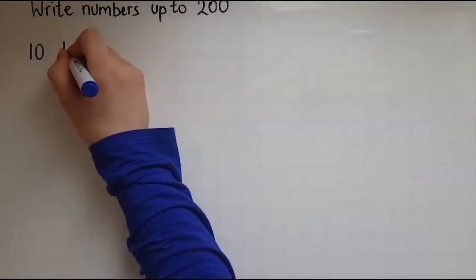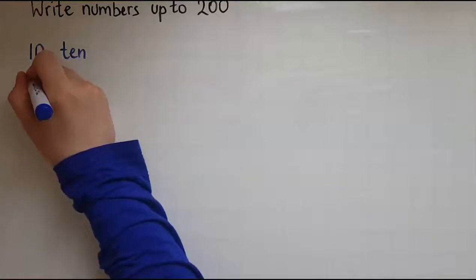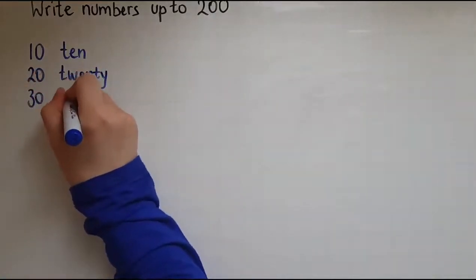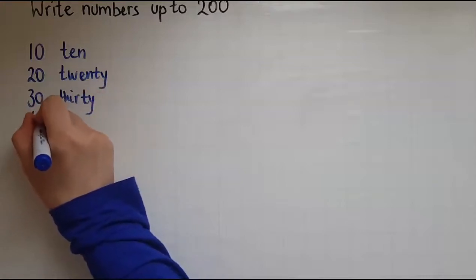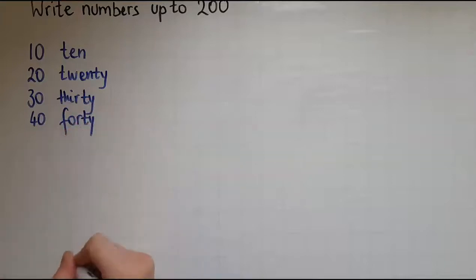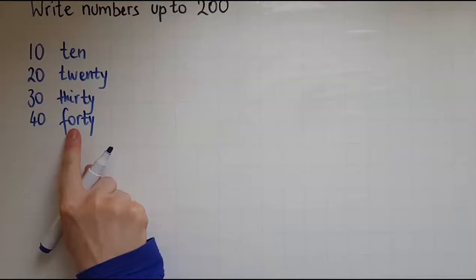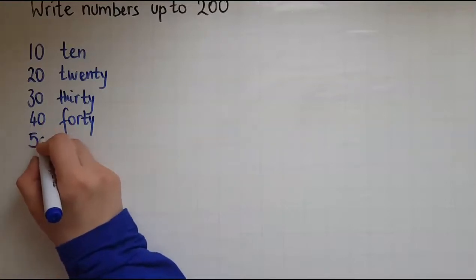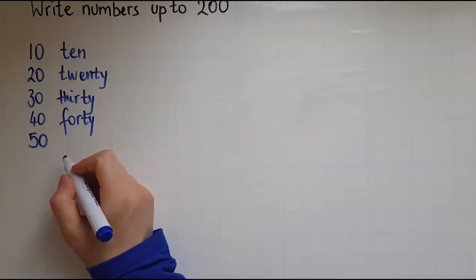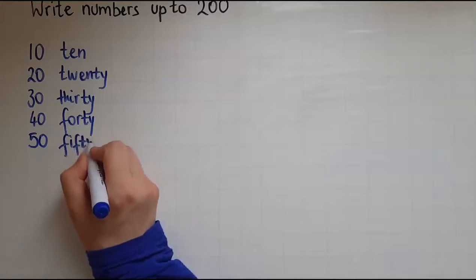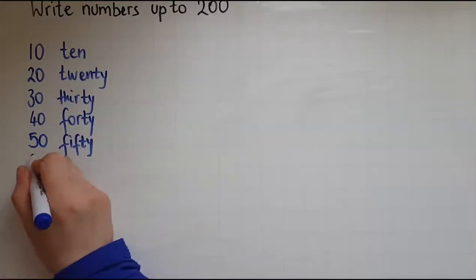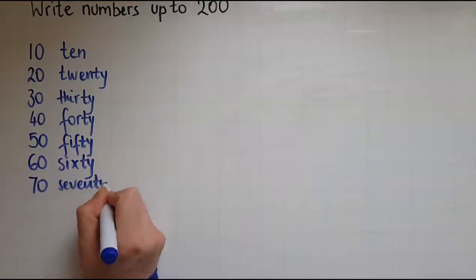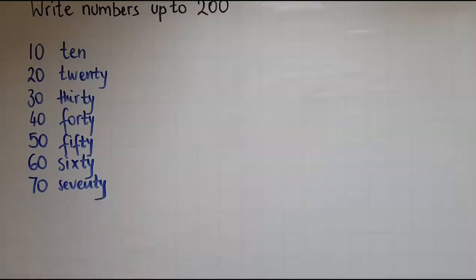10, which in words is written as TEN. 20, 30, so different from 4, which you write as FOUR, you write 40 without a U. 50, again, different from the 5, you write this as 50 with an F in there. 60, that doesn't change. 70 doesn't change either from the 7, just add the TY at the end.